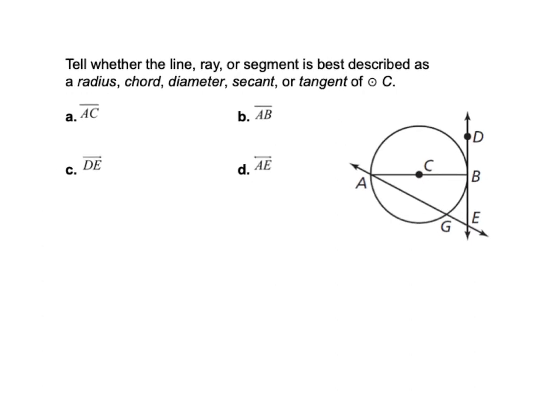All right, so we have a diagram on the right, and we just want to know, is it a radius, chord, diameter, secant, or tangent to the circle. So let's look here. Letter A, it's AC. And notice it is talking about segment AC, so we know that it's a segment. And if we find AC, here's A and here's C. We're talking about that piece right there, which goes from the center to the outside. So we know that that has to be a radius.